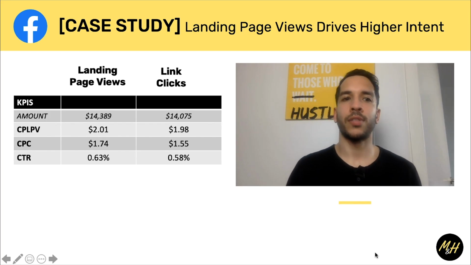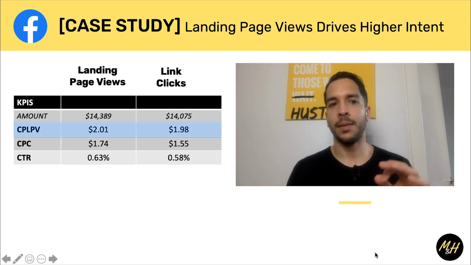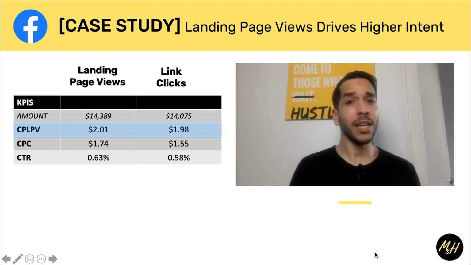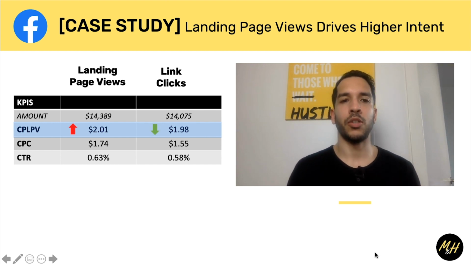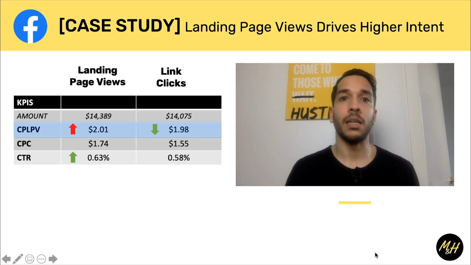And these are the results that we saw. So I'm showing you the amount of money that each campaign spent so that you have context that it had some volume. You know, these are not small figures. So what we saw was, from a cost per landing page view perspective, it was actually cheaper for the link click campaign, and I'm going to explain to you why. But another thing that you should note is the click-through rate, so the engagement of the user, was actually higher when we optimized for the landing page views. And it was a little bit less for the link clicks.